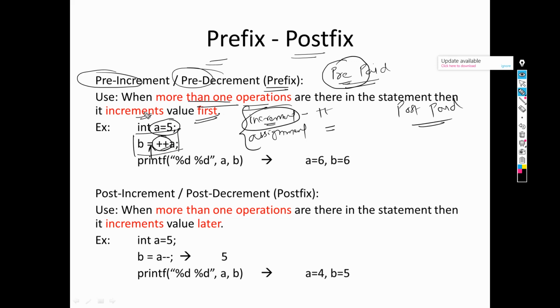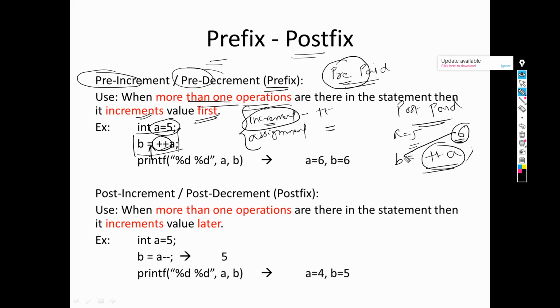So since a equals to 5 and what we have written is b equals to ++a, this operation will be performed first. So the value of a is 5 and this is increment, which increments the value of a by 1. So now it becomes 6. So this is the first operation completed. So now 6 is there with a.